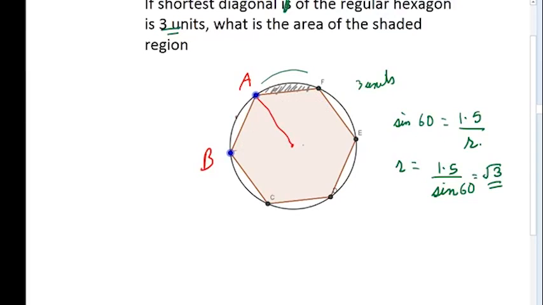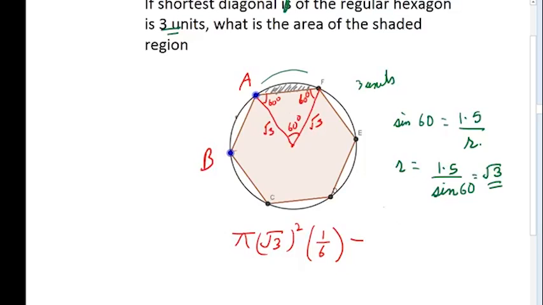I know this radius is root 3, and I know this angle is 60. Given it's isosceles, this angle will also be 60 and this angle will also be 60. So it's an equilateral triangle. The area of the sector will be pi r square into 60 by 360, theta by 360 we have decided, which will be 1 by 6, minus area of the equilateral triangle, which will be root 3 by 4 a square, or root 3 by 4 root 3 square. So this will be the answer.